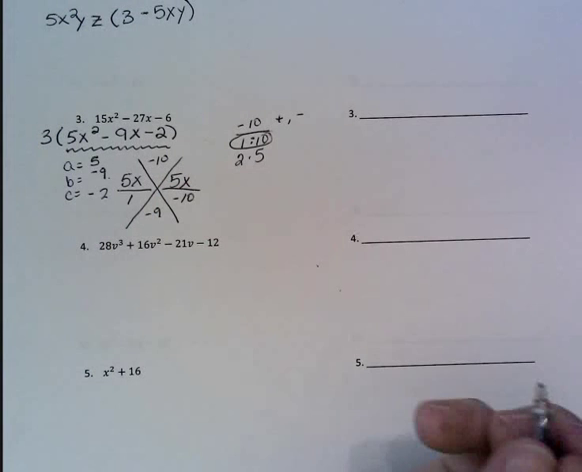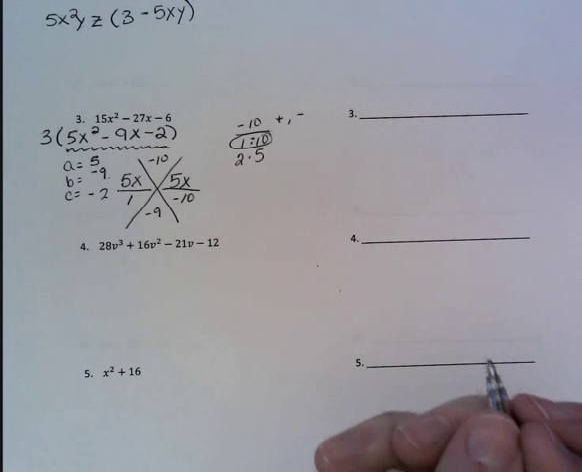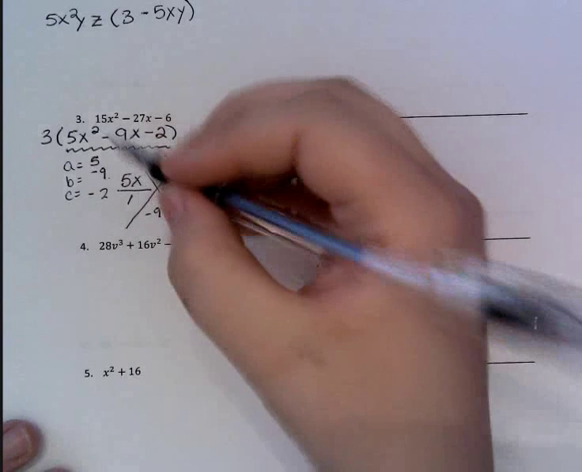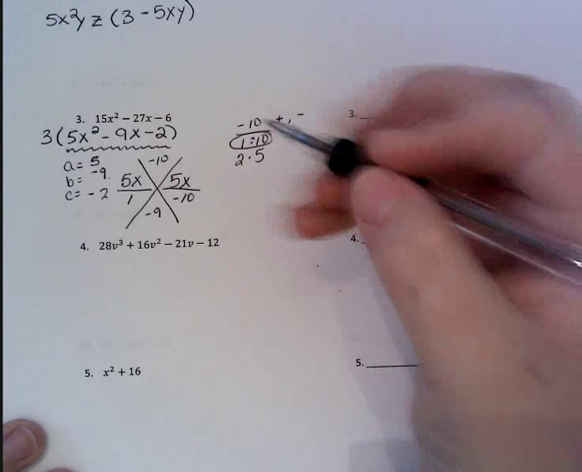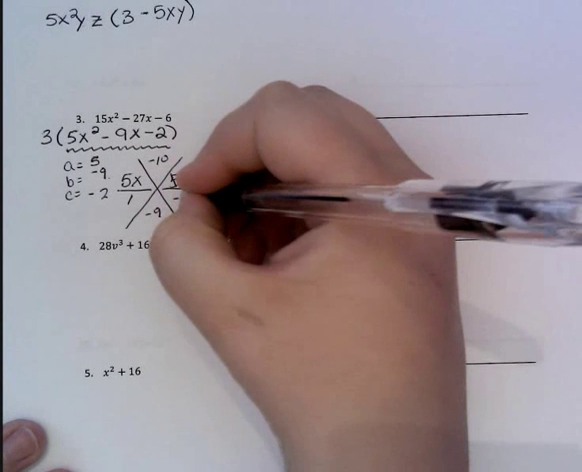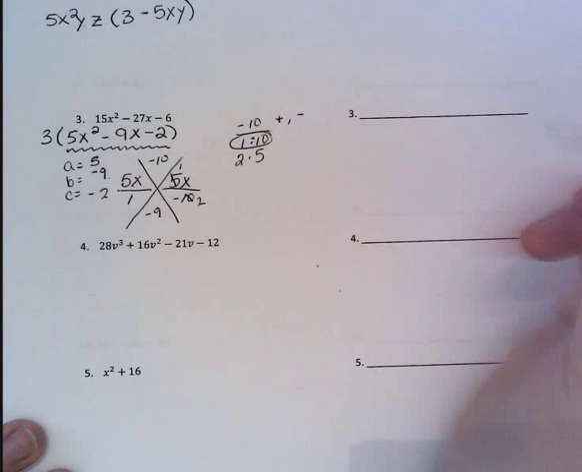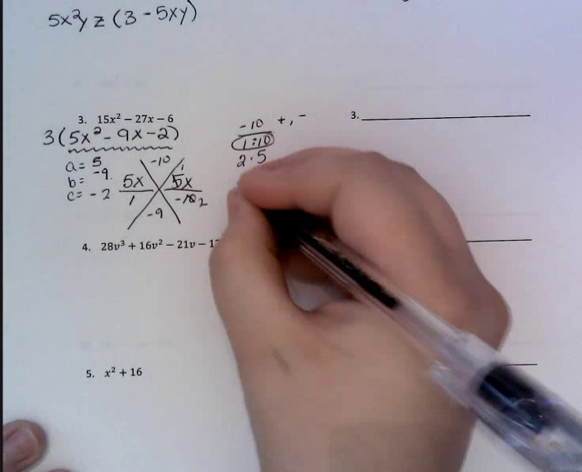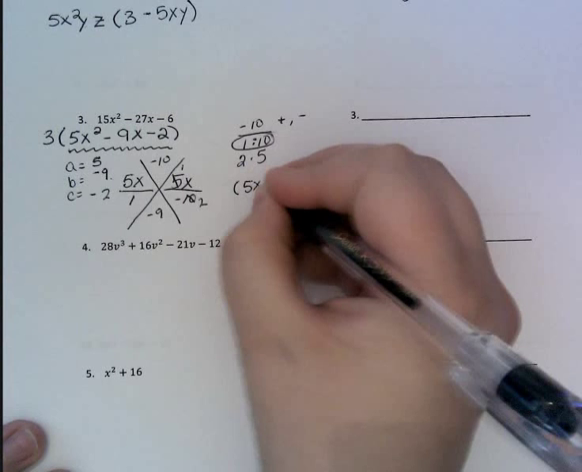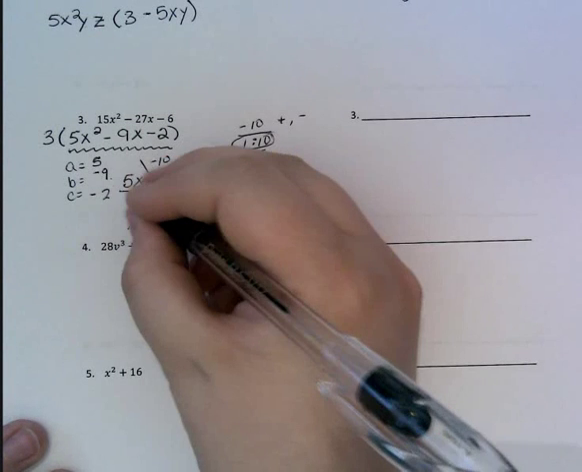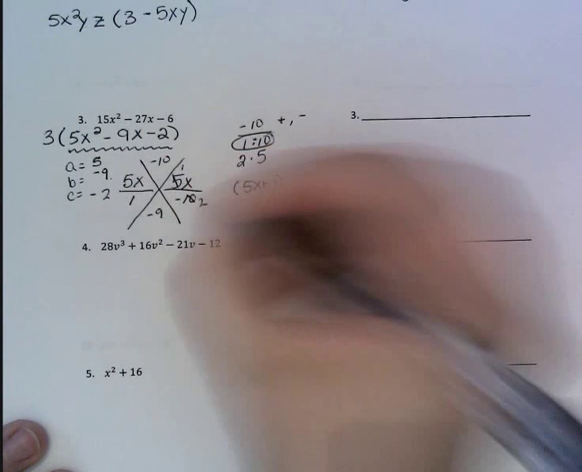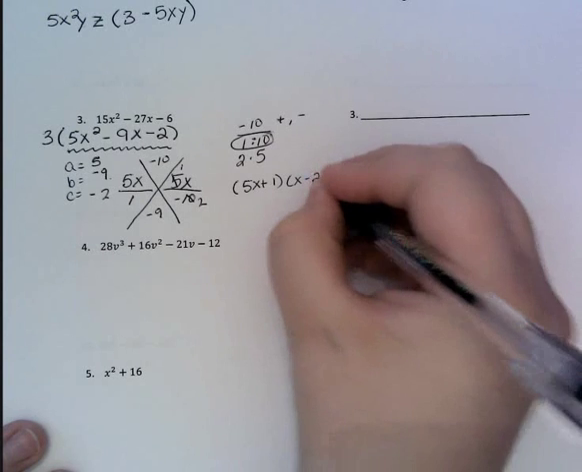Now, before I can write out my 2 binomials, I have to simplify my fractions. The 5 and 1 don't simplify here, but this 5 and 10 simplifies to be a 1 and a 2. So that would make these binomials 5x plus 1, because of here, and then x minus 2. But that's not my final answer.